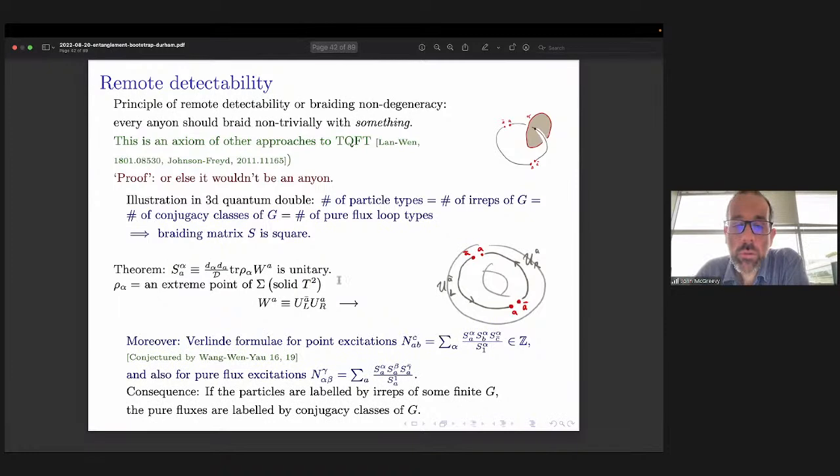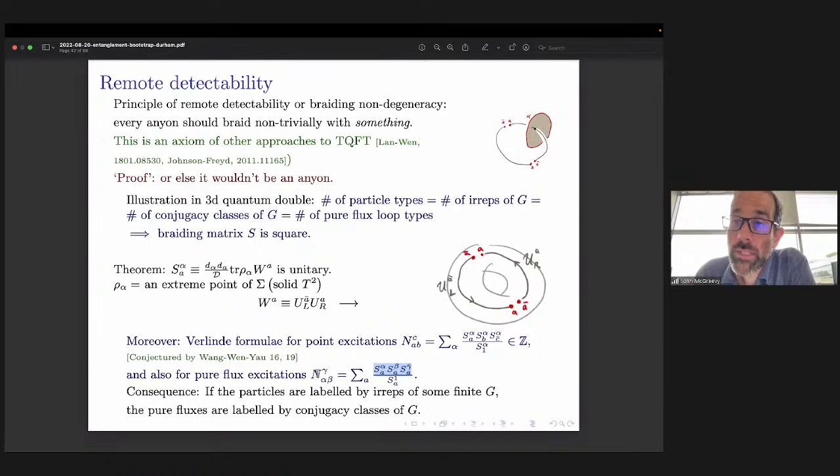And moreover, it participates in a Verlinde formula. In a Verlinde formula, the right-hand side is this combination of S matrices, and the left-hand side is something about the fusion of those excitations. And there's another Verlinde formula. Because this S matrix is a pairing between two different things, unlike in two dimensions, there are two ways to write a Verlinde formula, and the other way involves something about the pure flux excitations.